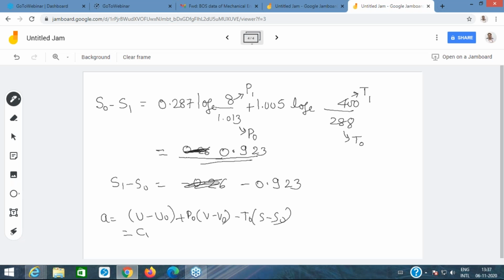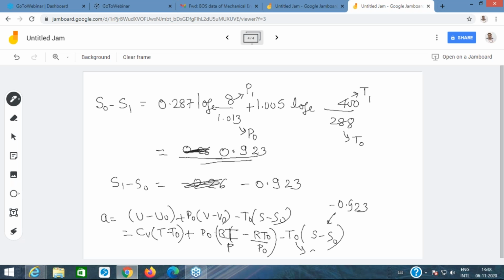and this I have written as, because internal energy is CV dT, CV (T minus T naught) plus P naught into, instead of V, I am writing RT by P minus RT naught by P naught. See, I'm just applying the gas law, nothing else. Minus T naught (S1 minus S naught). So this value is minus 0.923.